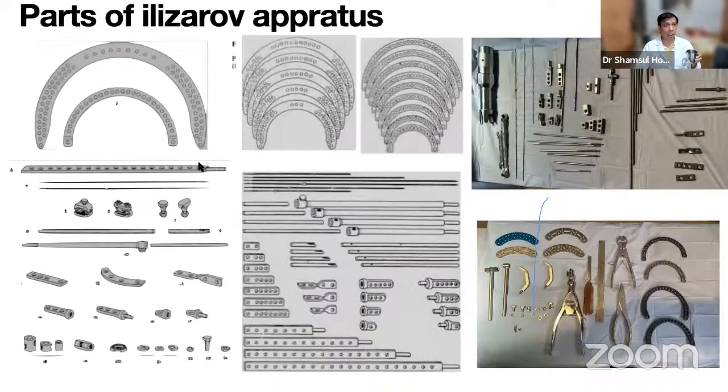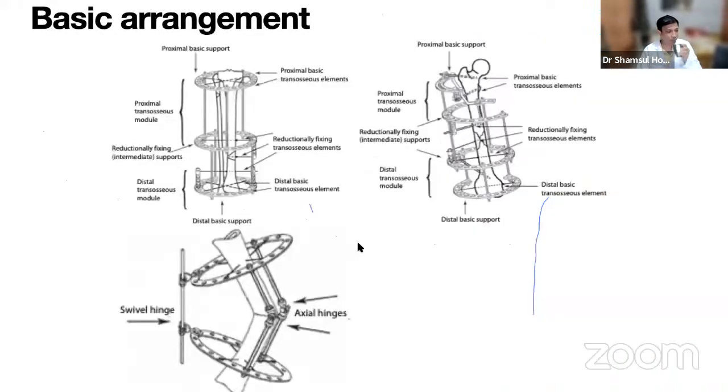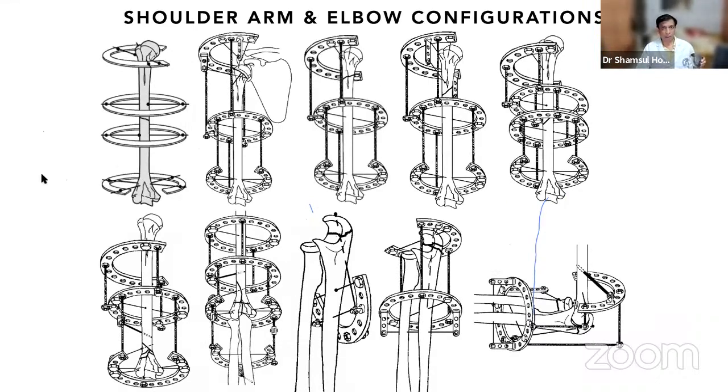So in short, these are the different parts of the Ilizarov apparatus. The rings, the arches, different parts. You must have all this ready on your table when you're doing any surgery. These are the basic arrangements we can do with the Ilizarov instrumentation. The basic support of the tibia and the femur for the deformity. These are the different parts, different configurations.